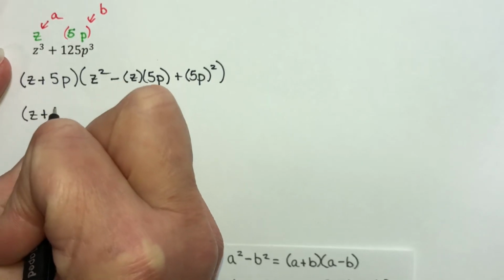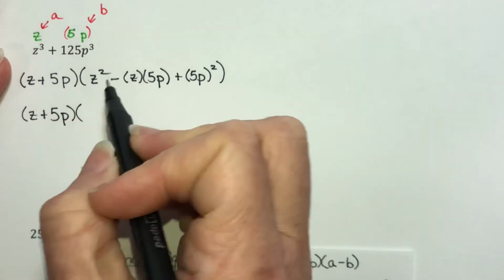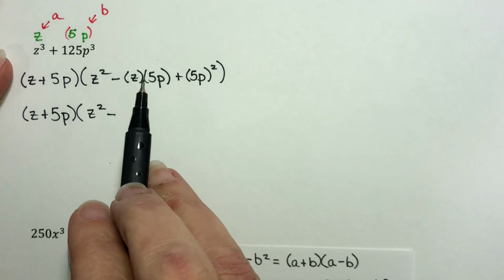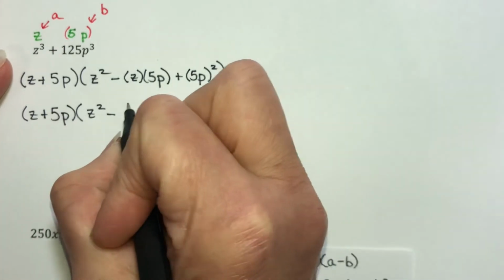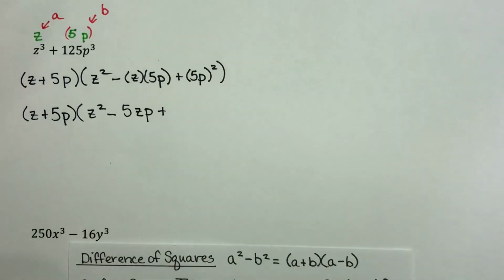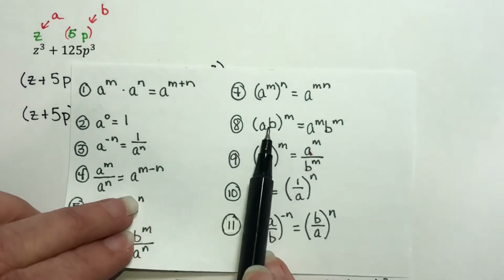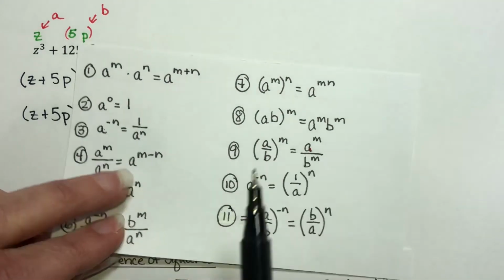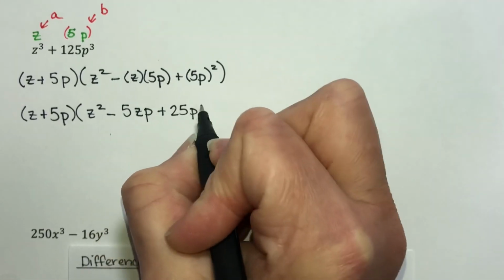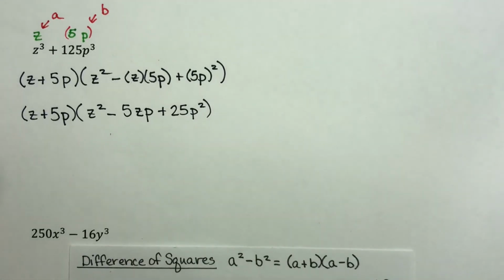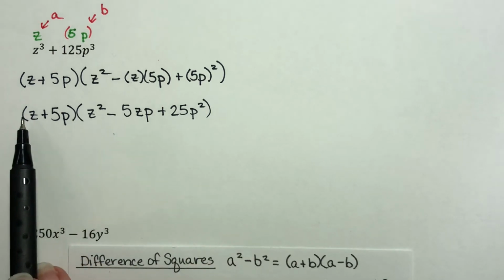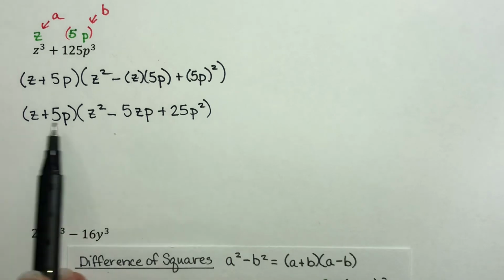It is z plus 5p times z squared minus, this is better written 5pz or zp, that order doesn't matter, plus, now remember when you have things multiplied together, raised to an exponent, you need to put the exponent on each of these. So 5p squared is going to be 25p squared. Okay, this is not going to factor any further. And so this whole thing is your answer. That is it in factored form.